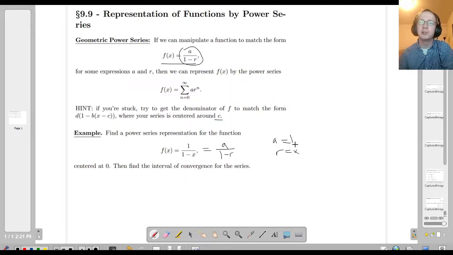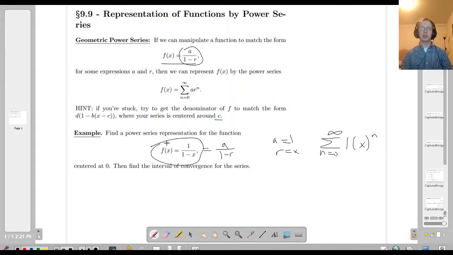Let's make sure that's centered around the right thing. So if I write that as a power series, that would be a times r to the n, so 1 times x to the n. Then let's see, is that centered at 0 like they told us to? Yes it is, because this is x minus 0 to the n power. Okay, so without really having to do much work at all, it already looked like a over 1 minus r, so I figured out what a and r are, and now I've got my answer. Okay, so now I've written that function as a power series.